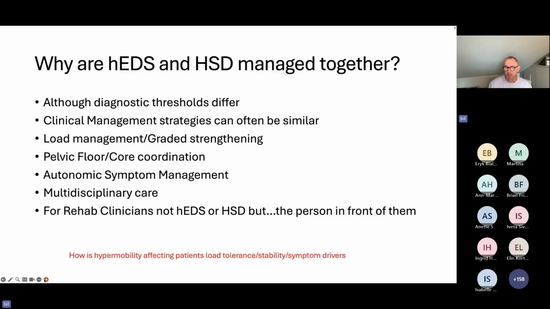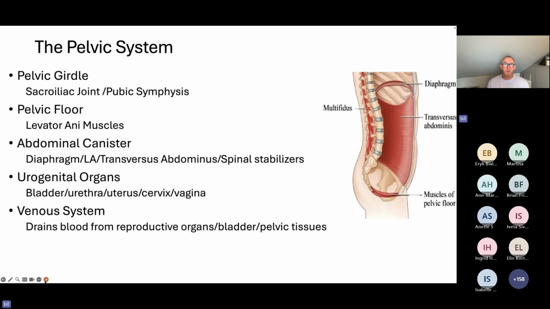Again, for rehab clinicians, it's not HEDS or HSD, it's the person in front of them. How is hypermobility affecting patients' load tolerance, stability, and symptom drivers? So if we come to the pelvic system, and this is a little bit like teaching your grannies to suck eggs, but just have a little bit of a think about this for a moment. And maybe not everyone in the audience is a pelvic health physio, I'm not sure.